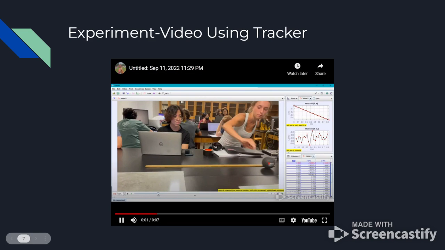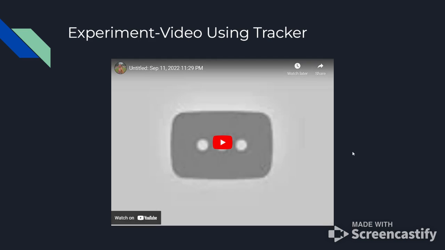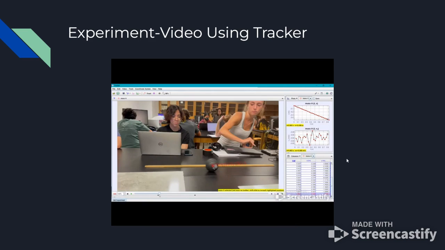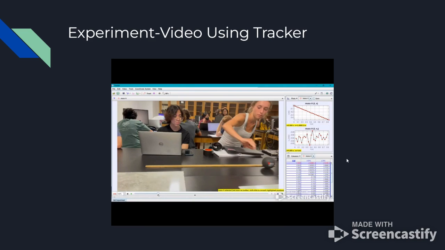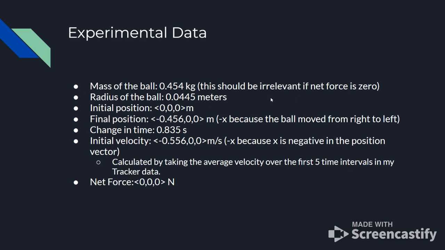Here's my video using Tracker. You can kind of see that the ball is a little wobbly. This is due to the grooves on the surface. This will cause a non-constant velocity in addition to friction. So the system is the TB12 massage ball. The surroundings are the table, my hands, and the air.